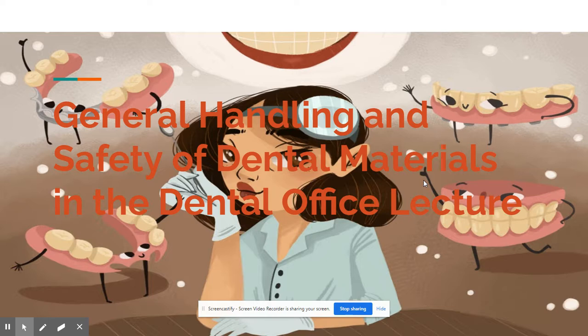Patient safety. It is extremely important for the health care provider to consider the safety of the patient while care is given and various materials and chemicals are used.